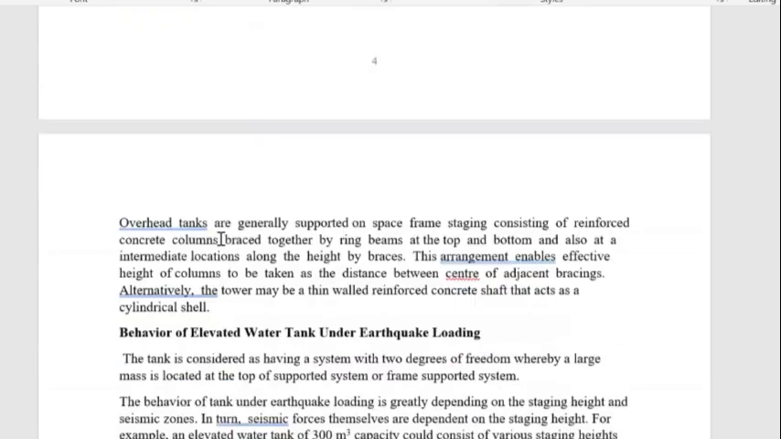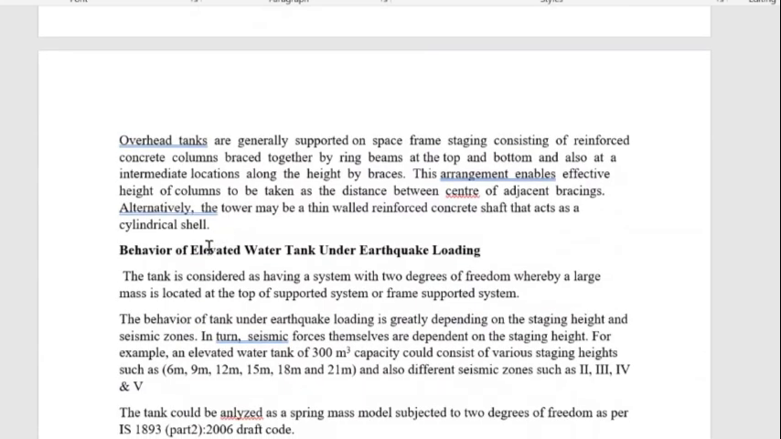When you come to the staging of the tanks, you find the overhead tanks are generally supported on space frame staging, consisting of RC columns which are braced together by ring beams at the top and bottom, and also at intermediate locations along the height by braces. And this arrangement enables effective height of columns to be taken as the distance between the center of adjacent bracings. Alternatively, the tower itself may be a thin-walled reinforced concrete shaft that can be considered as a cylindrical shell.